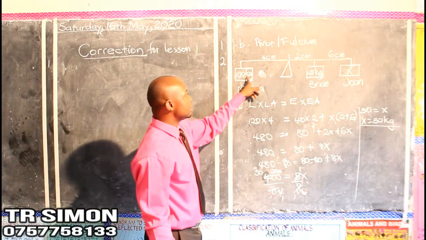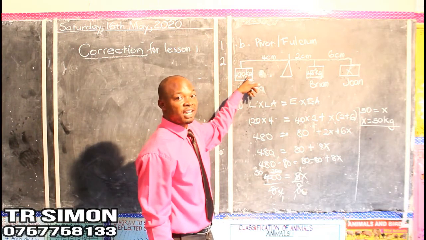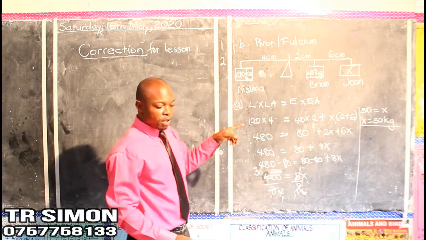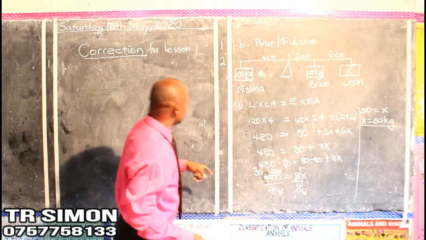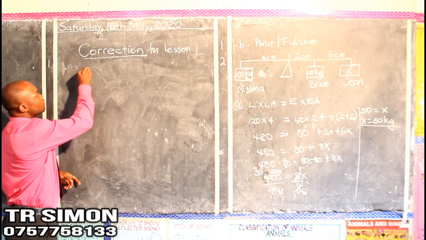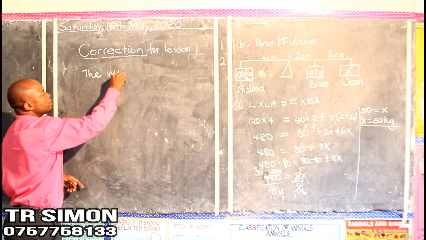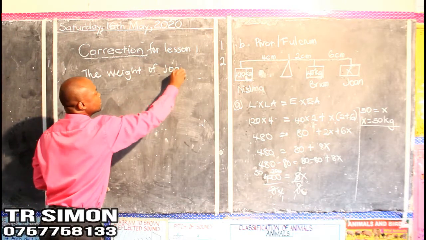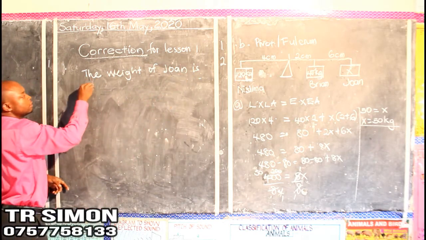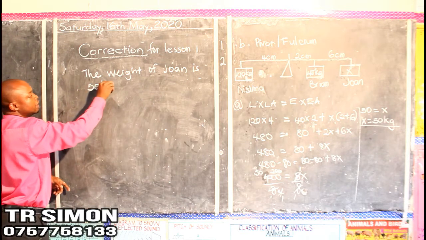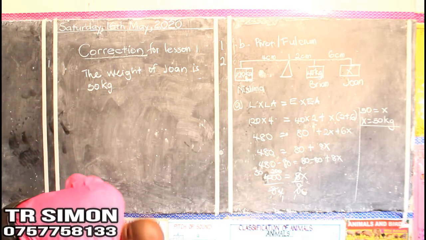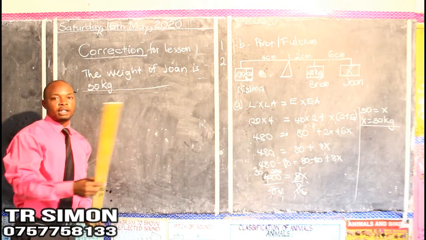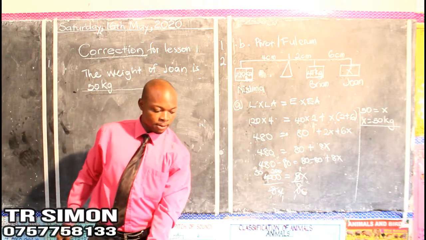Because our units here, they have not given us Newton, they have given us kilograms. And therefore, the units here should be in kilograms. But the question was, what is the weight of Joan? Therefore, we shall say the weight of Joan is 50 kilograms, and then we underline. That is for A, number 2A.